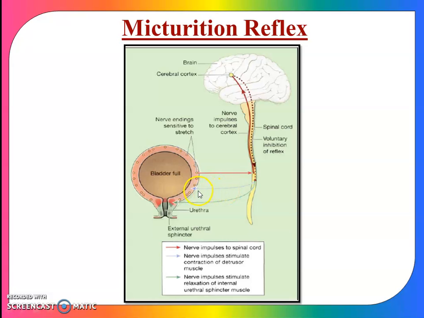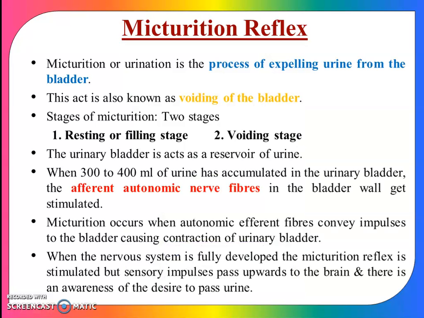The impulse goes to the urinary bladder, where it stimulates the contraction of the detrusor muscle. That detrusor muscle is present in the wall of the urinary bladder, and this is the second nerve impulse that causes relaxation of the internal urethral sphincter, which opens the urethra. So once the internal urethral sphincter relaxes, whatever urine is present in the urinary bladder comes out of the urethra. So this is nothing but the micturition reflex. I hope you understand the micturition reflex with the help of the diagram.